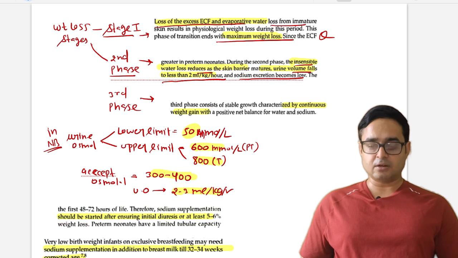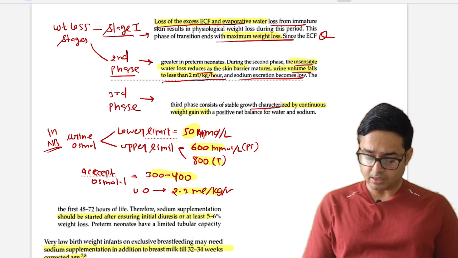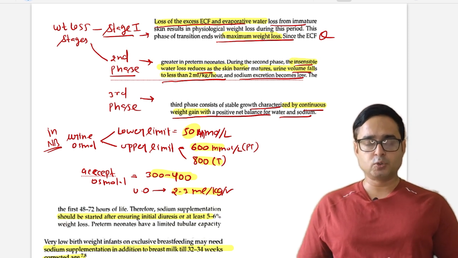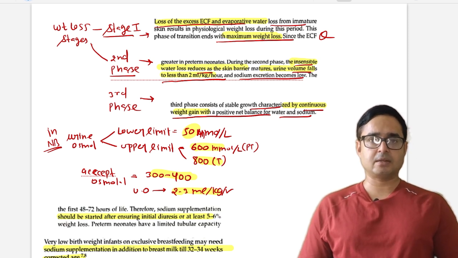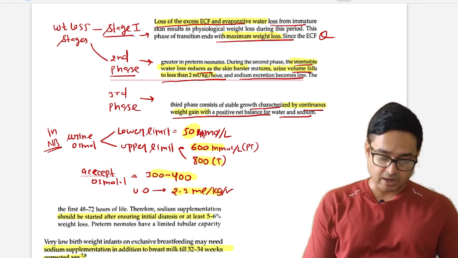What happens in third phase? In this phase, it is phase of stable growth characterized by continuous weight gain with a positive net balance of water and sodium, that is after 9 to 10 days, as we discussed in the diagram previously. Okay, just one liner and very important in fluid and electrolyte.